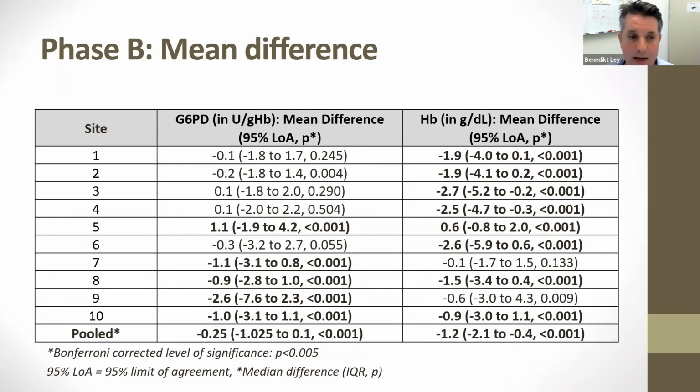Median HB readings by biosensor were 1.2 grams per deciliter lower, again with the biosensor generating the lower readings. However, the mean differences across sites again varied from minus 2.7 grams per deciliter to plus 0.6 grams per deciliter.